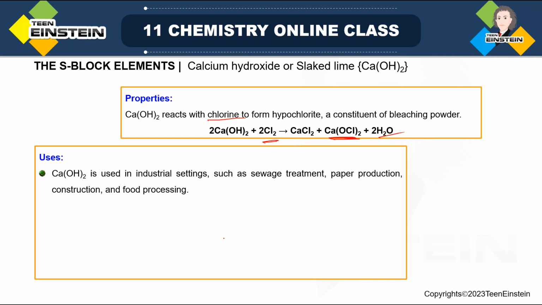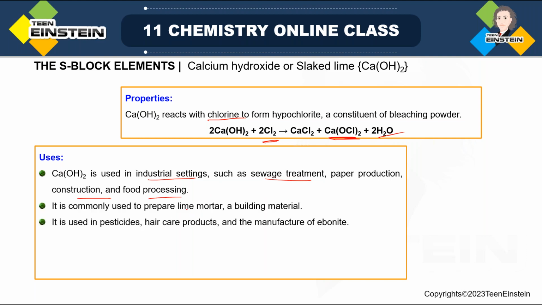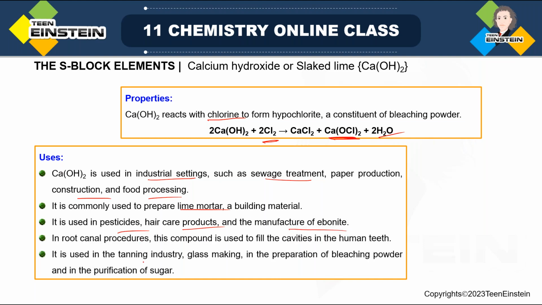Now to the application part. Calcium hydroxide is used in industrial settings such as sewage treatment, paper production, construction, and food processing. Then to prepare lime mortar, which is a building material. Pesticide, hair care products, manufacture of ebonite, which is a special kind of rubber. Then in the root canal process, this compound is used to fill the cavities in human teeth. Then in the tanning industry, glass making, preparation of bleaching powder, which you have already seen in this equation, and in the purification of sugar. CaO we also saw in the application part is used for the purification of sugar. Here also you are seeing the same thing.